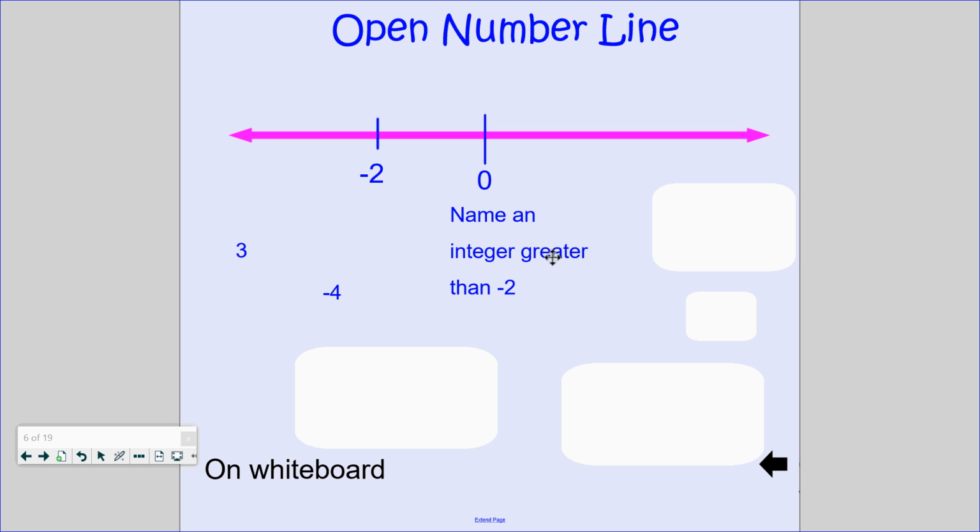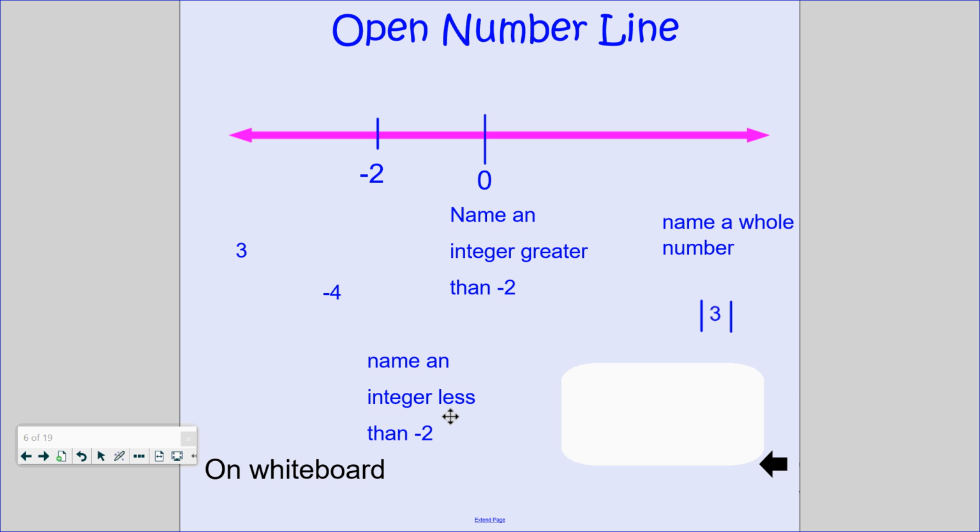Can you name an integer greater than -2? Where would you put that on the number line? Can you name a whole number? So think back to your vocabulary, name a whole number. What is the absolute value of 3? Can you name an integer less than -2? And what is the opposite of 5?